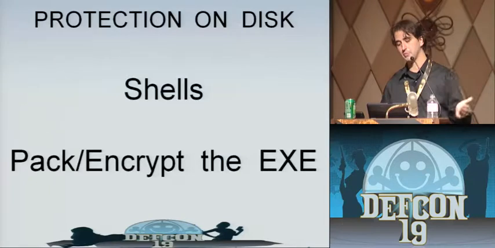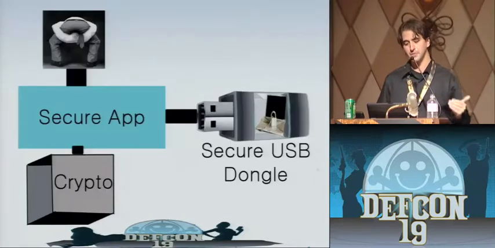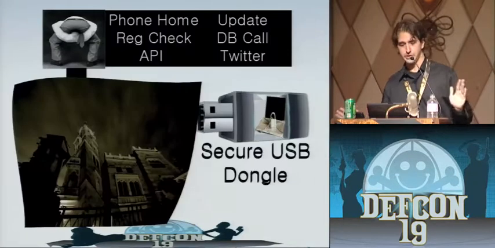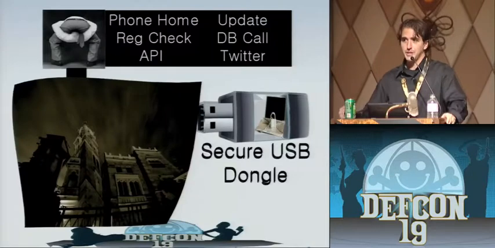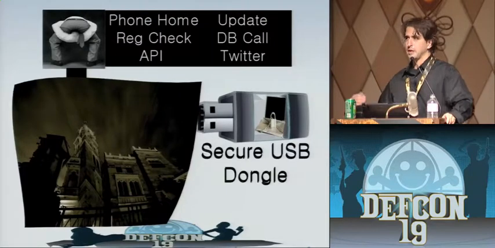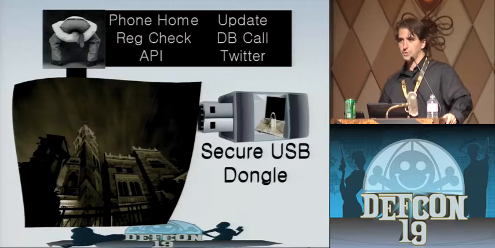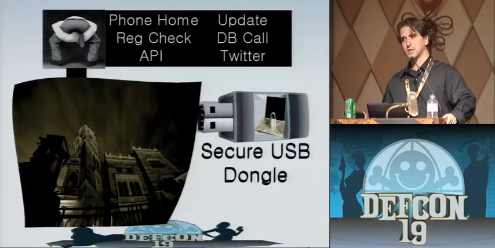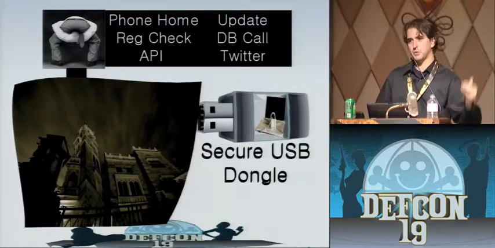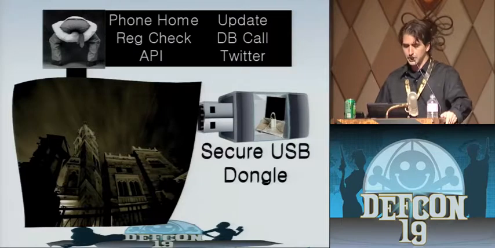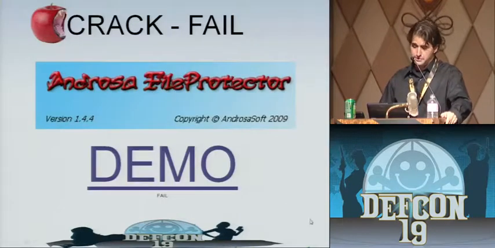Protection on disk. Shells, packers, your secure application. You can't get to it because it's secure. It's not going to decompile. There's a C++ that runs crypto that then unpacks it in memory, and they'll tell you how this is impossible to break. It would take the CIA 1,000,000 years, and here it is.